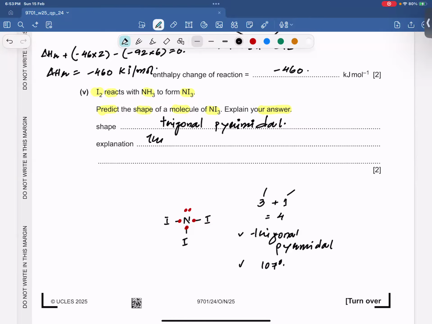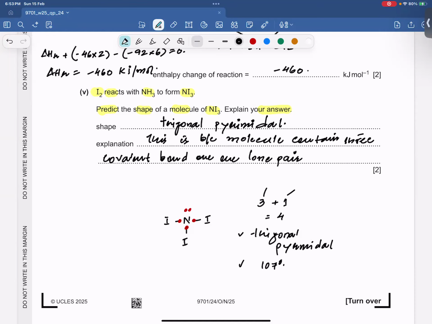This is because molecule contains 3 covalent bonds and a lone pair. Okay.